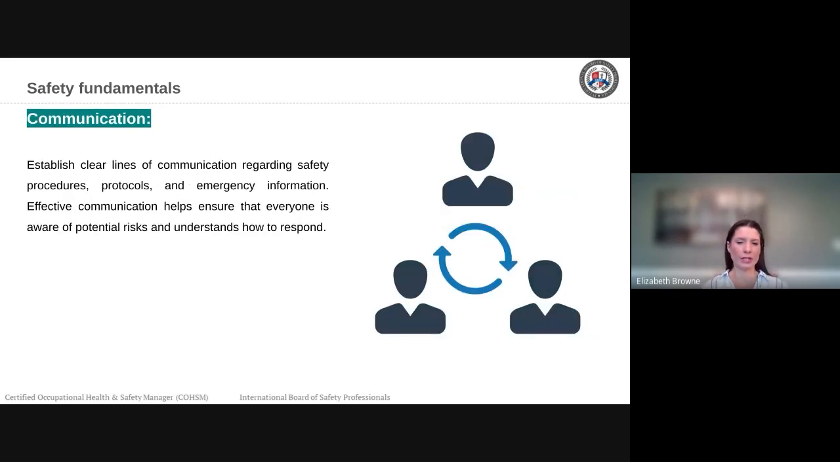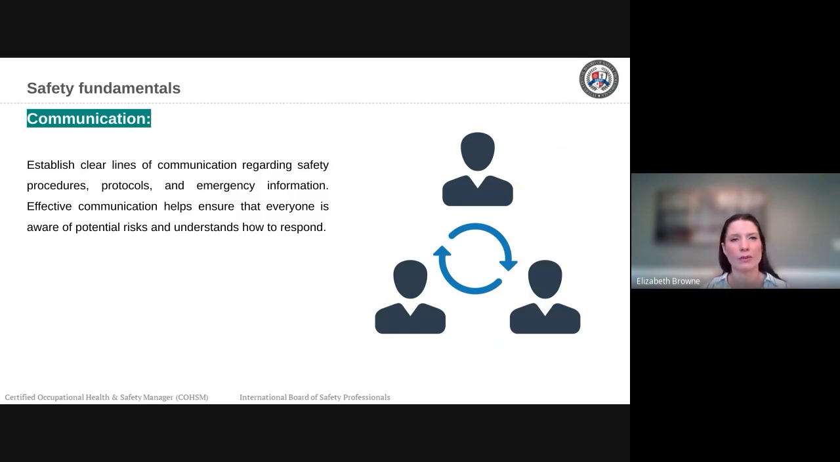All right, communication is a huge safety fundamental. We've talked about the importance of having management leadership and employee participation, and how these are complementary elements that work together hand in hand.